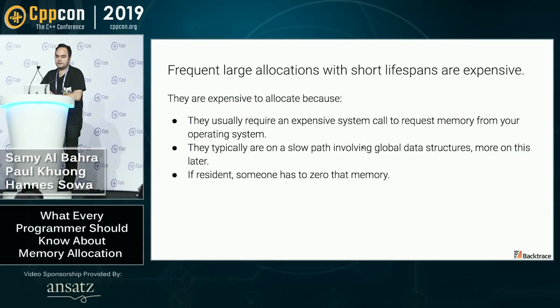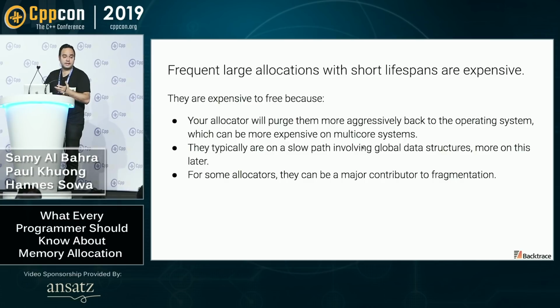A common mistake people make is they will have frequent large allocations with short lifespans. These are expensive to allocate because they do require an expensive syscall to request memory from your operating system. So most allocators will have some threshold which, once exceeded in terms of the size of the allocation, will go straight to your operating system kernel to request more memory. They also involve slower data structures that are typically global, which has implications on multi-threading as well, which we'll get into later. And ultimately, it is just more memory. Someone has to zero it, and there's a cost to that, and it does end up thrashing your cache as well. It's expensive to free for many of the same reasons.